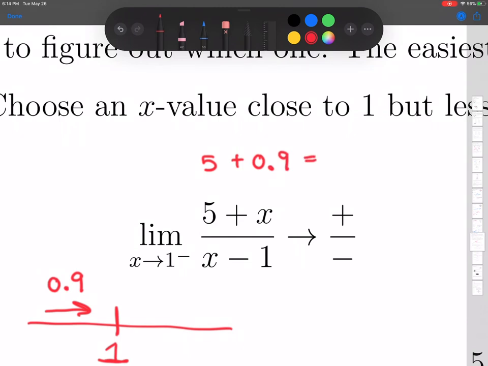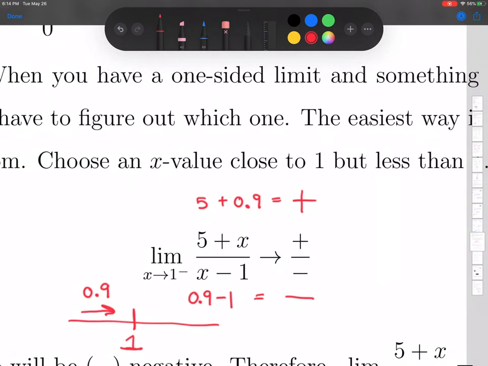So I'd have 5 plus 0.9. That outcome is always going to be positive, is it not? Hopefully you're saying yes. In the bottom, if I plug in 0.9, I would have 0.9 minus 1. That outcome is always going to be negative, is it not? Hopefully you're saying yes. So what we end up with is a positive number divided by a negative number. Now remember, what is a positive number divided by a negative number? It's always going to be a negative number. The answer is always going to be negative.